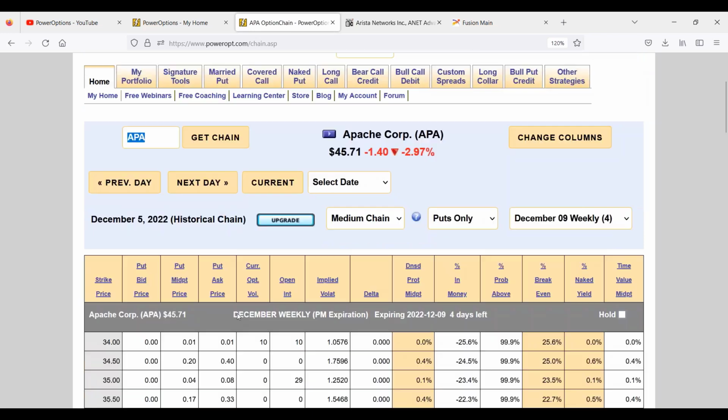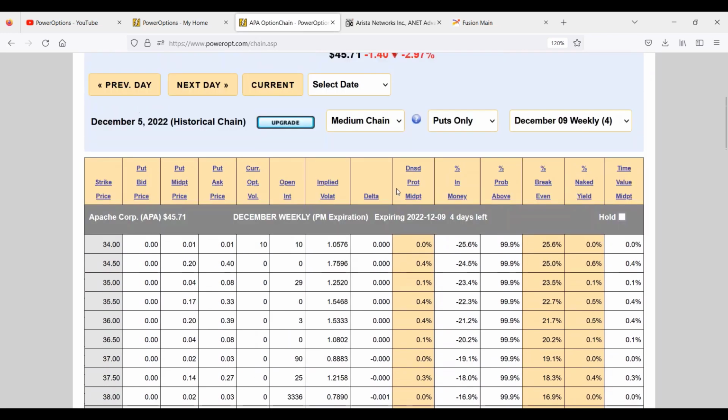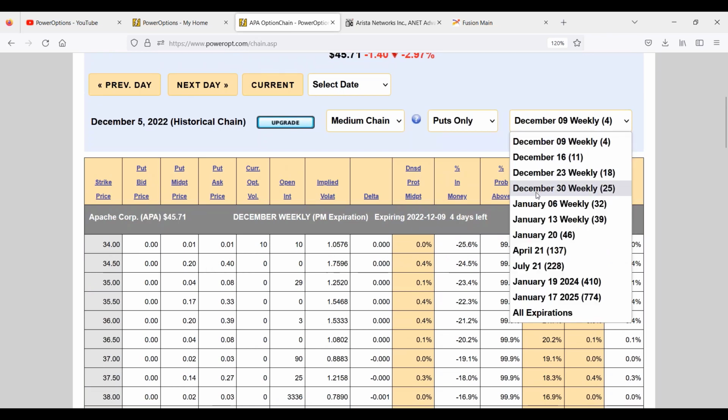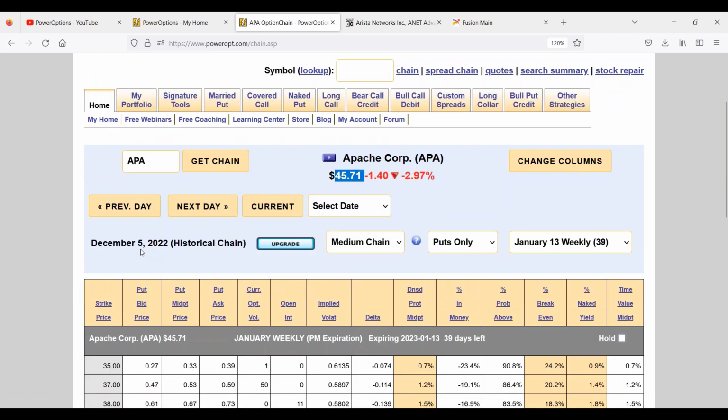Okay, so I'm on the chain. If you have the history, you can just do that selection. You can see the prices of the put option and the stock price for the different expirations. Let's go out to January 13th. Stock was trading at 45.71 on December 5th.